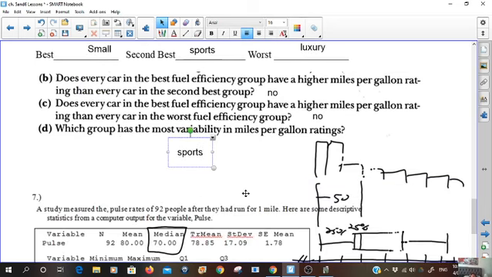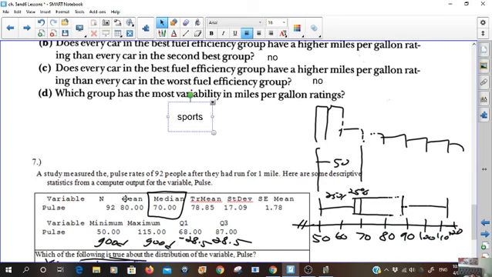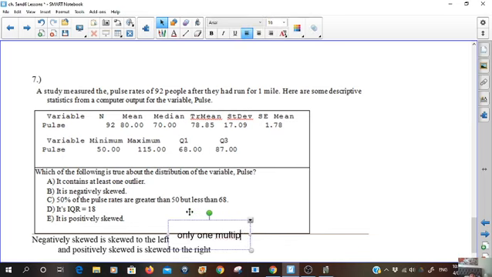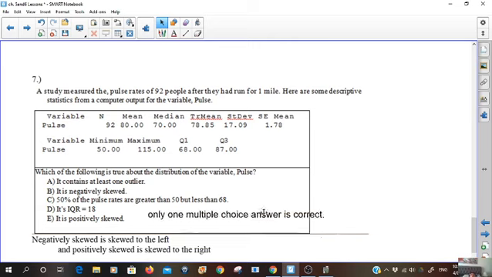Okay, so then for number 7, you're going to use this data here, the median, the Q1, the Q3, minimum, maximum, and you're going to go through each one of those situations and just cross it off. You know, is there at least one outlier? We'll do the outlier rule. So negatively skewed means skewed to the left. Positively skewed means skewed to the right. Is that IQR 18 or is it something else? So one of these answers is going to be right. Only one multiple choice answer is correct. Cool. Okay, so choose one of those, which one it is, and all set.